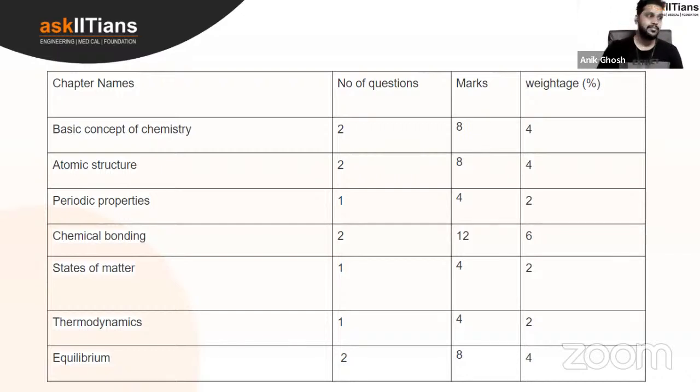Now, if you talk about atomic structure, from there as well, two questions are coming. So guys, the Bohr radius and the Bohr orbit, like you have learned in the classes. Exactly the type of questions I have taught you in the class, that type of questions are coming in the Bohr radius part over here.